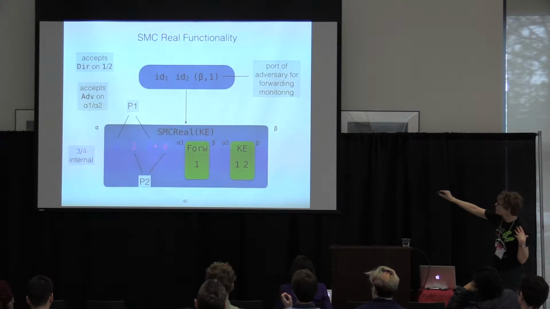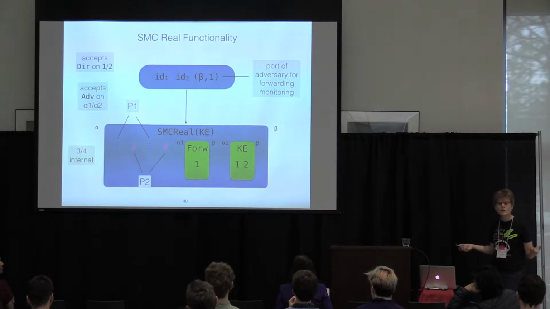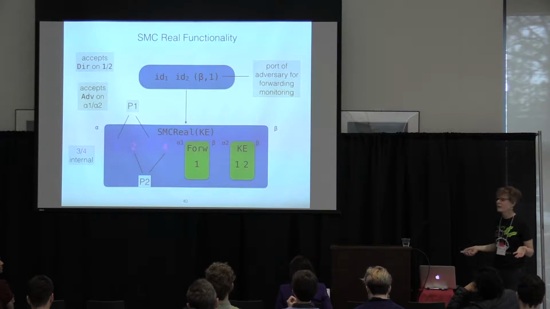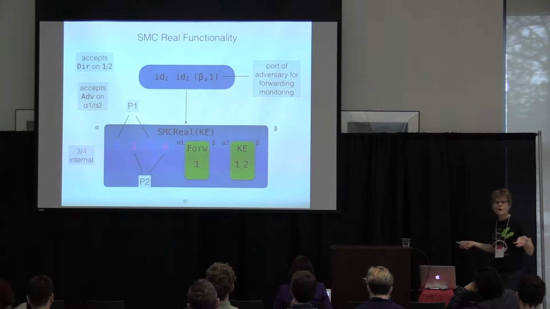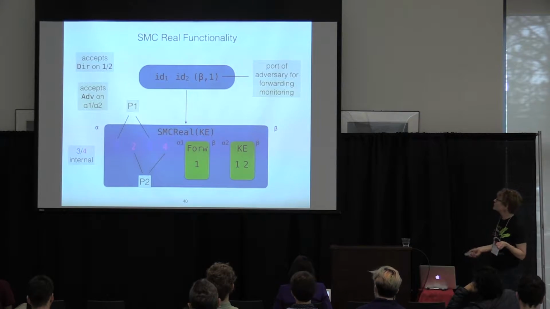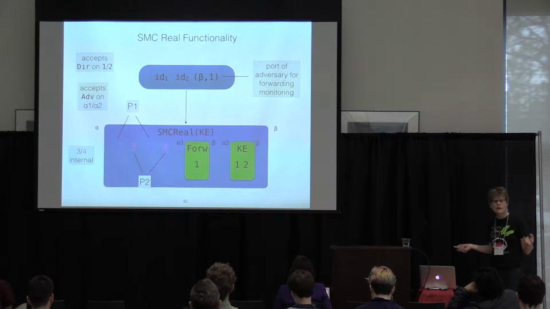Between 3 and 4, they can use KE in these 2 phases to agree upon a key, and then that key can be used by party 1 to send the one-time encryption from 3 to 4, and then party 2 can finish off by decrypting with the key that it now knows. So that's the picture. But again, let me just emphasize that SMC real has this argument that's KE.